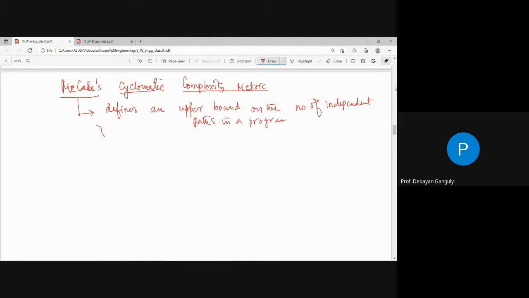There are different methods by which you can calculate the complexity. The complexity is used for determining the number of independent paths through a program. So you know about the independent path, what we mean by that. Then we will see an example and how it can be evaluated. The thing is like that.